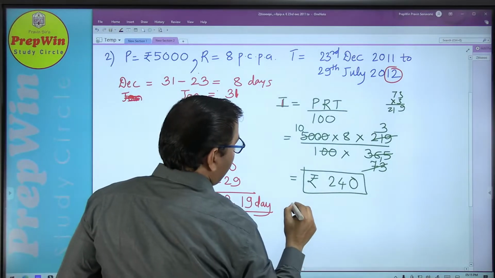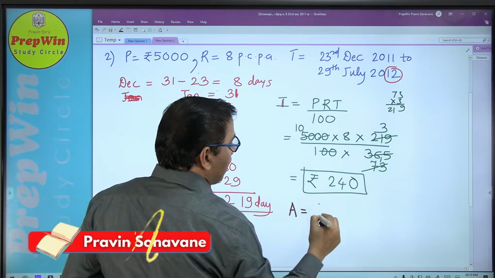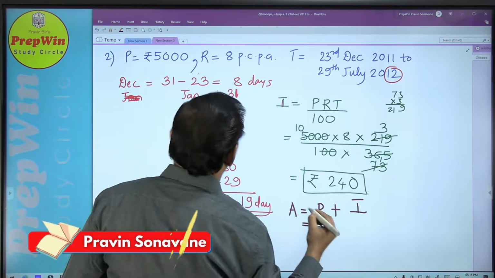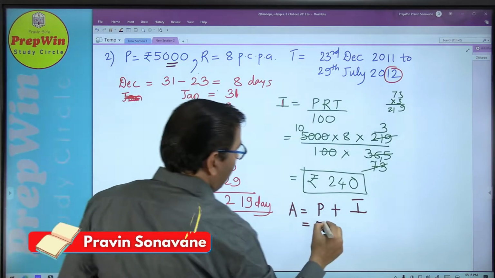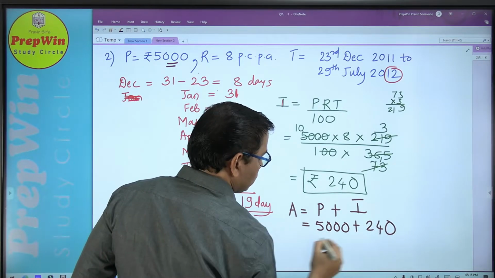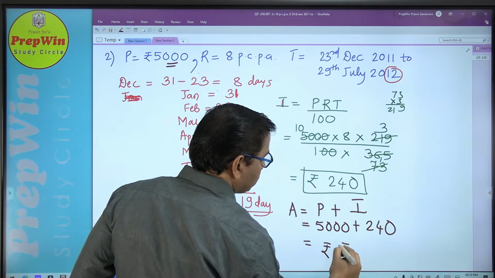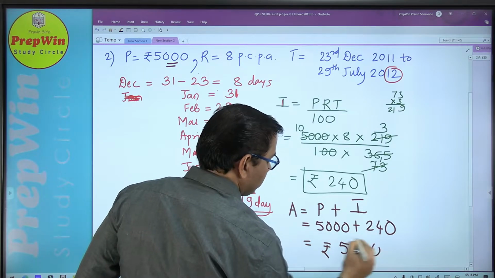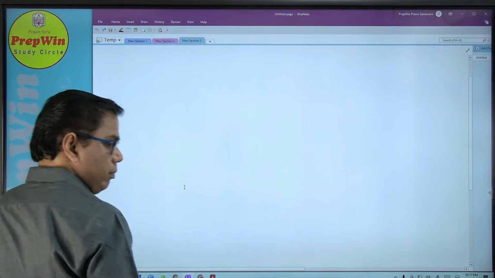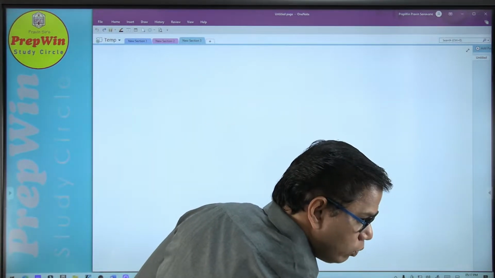Any doubt? Now amount. What is amount? That is principal plus interest. So principal is 5,000 rupees. Correct? And just now I got interest which is 240 rupees. So amount will become 5,240. Yes, sir.